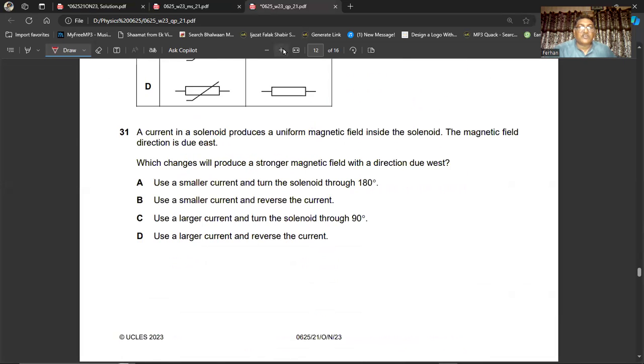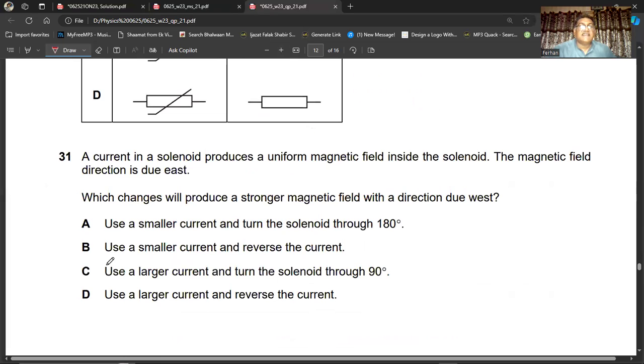Now we are on question number 31. It says a current in a solenoid produces a uniform magnetic field inside the solenoid. The magnetic field direction is due west. Which changes will produce a stronger magnetic field? So we want a stronger magnetic field with a direction due west. So you want the direction to change, a 180-degree change.